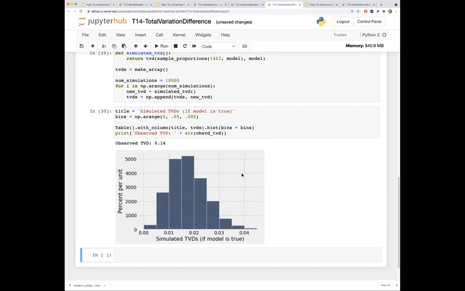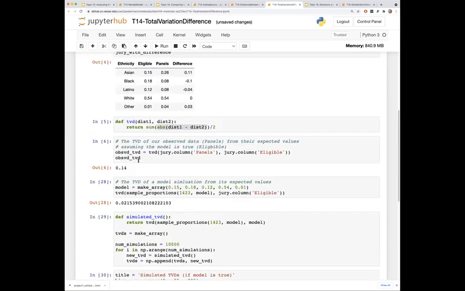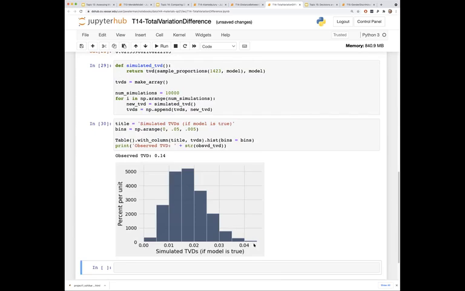and if you remember, where did our observed statistic show? There was 0.14. Where is 0.14? This is 0.04. So 0.14 is hanging way, way out here. To put that into perspective, this is the distribution of things that we would expect to see if, remember what our model was, our model was that the distribution of jury panels was due to chance.